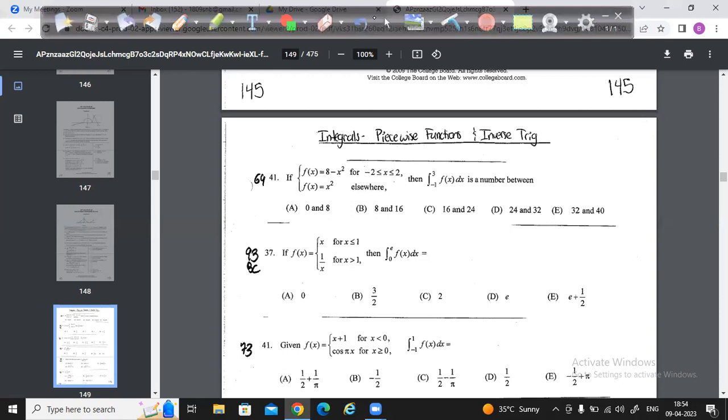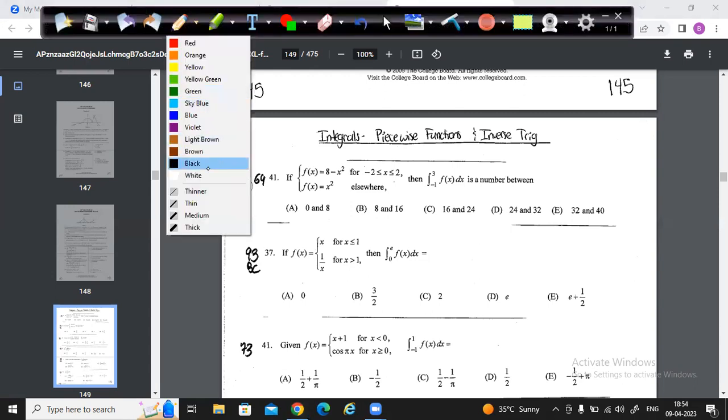Everyone be fast and give me the answer for the next one, question 41. They gave f of x as x plus 1 for x less than 0 and cos pi x for x greater than or equal to 0. What is the integral from minus 1 to 1 of f of x dx?